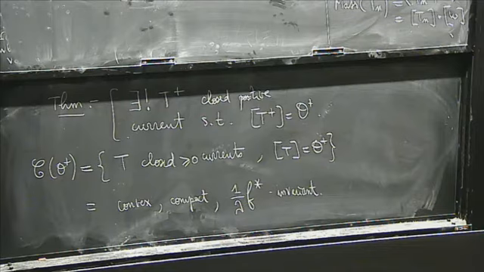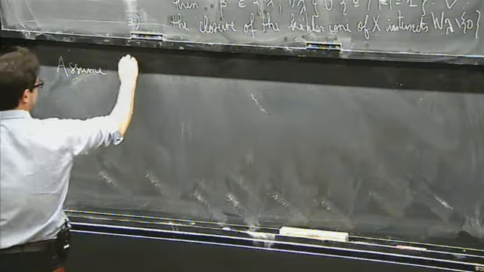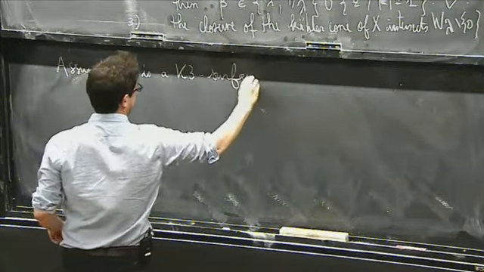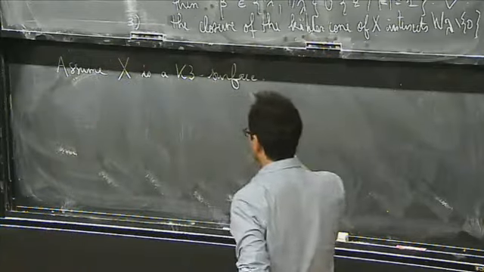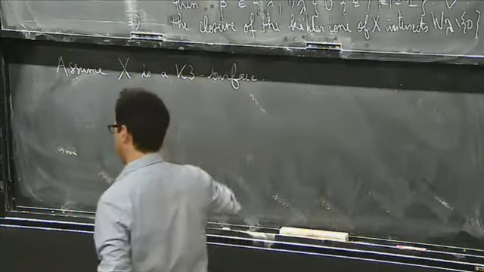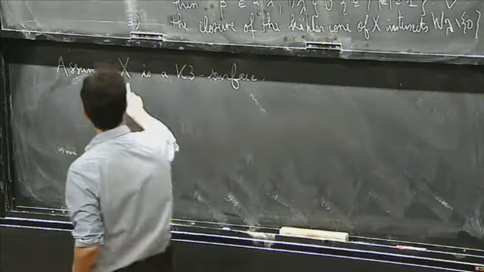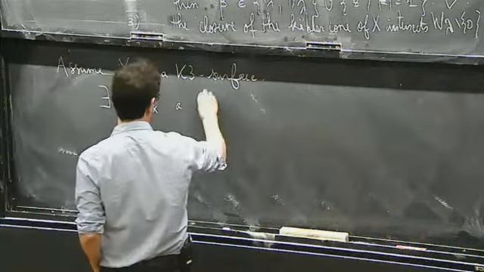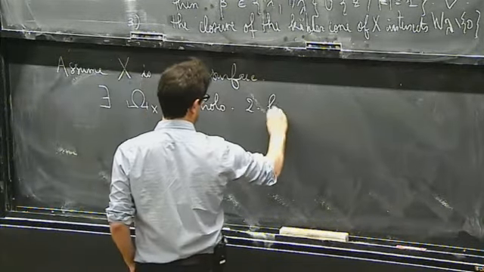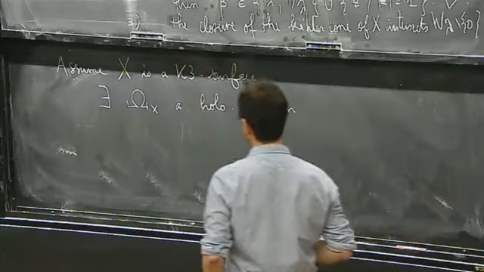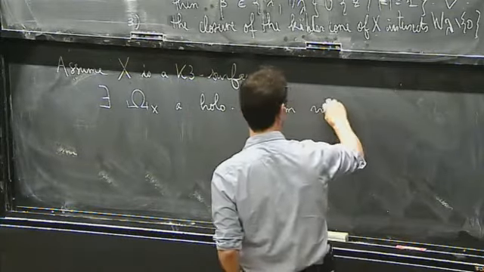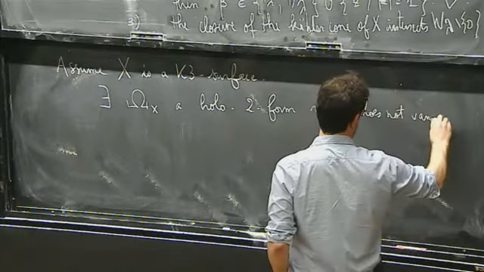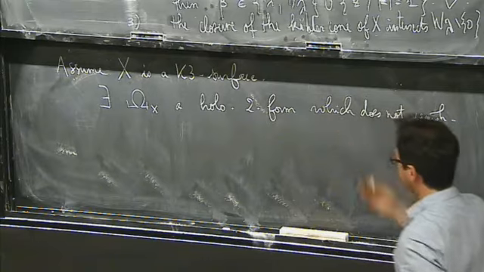So let me prove this theorem when X is a K3 surface. What I will use is the following. I gave an example during the first talk of a K3 surface, and what I explained is that there exists a holomorphic two form omega X, which does not vanish, on the K3 surface.